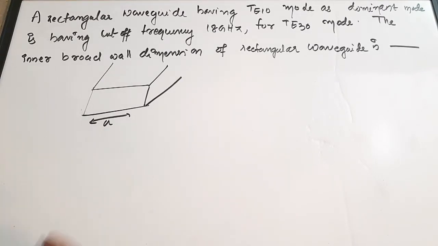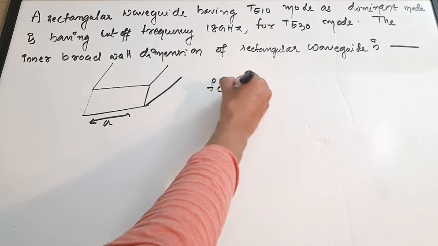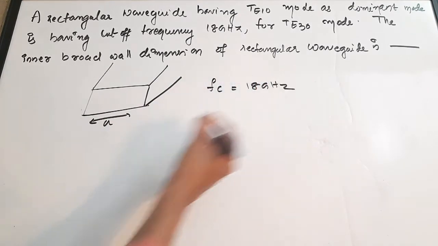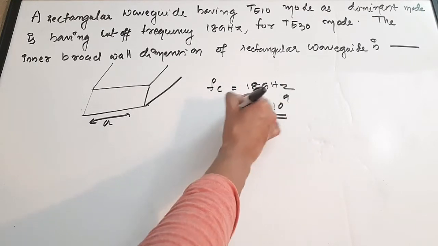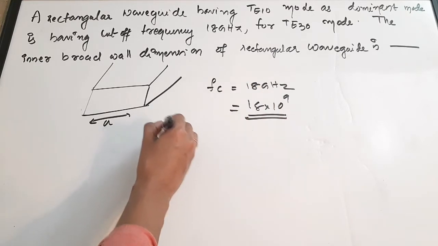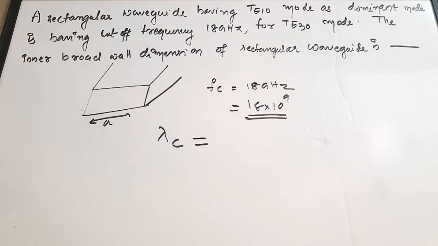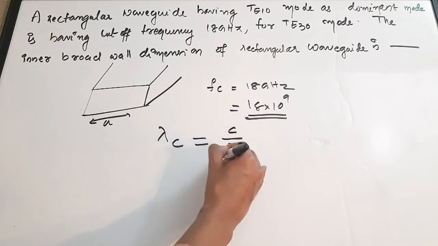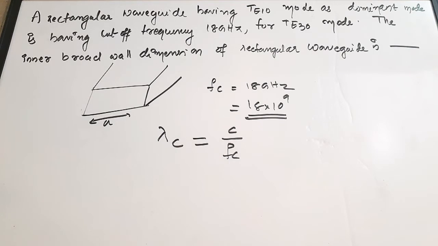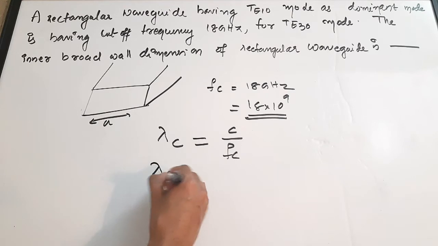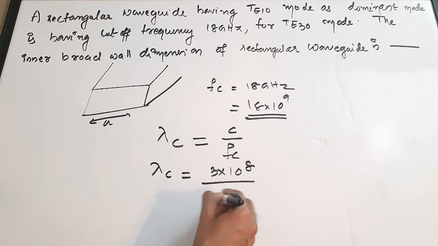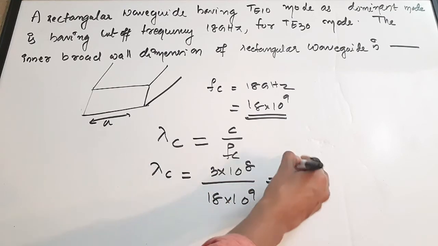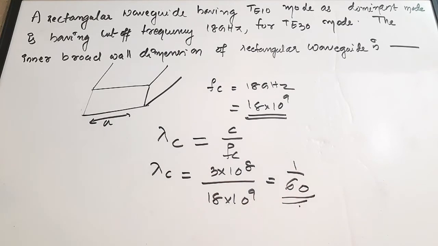Now, what all things have been given? The cutoff frequency is given, which is fc equal to 18 gigahertz, or you can write it as 18 into 10 raised to 9 hertz. Now we know that the cutoff wavelength lambda c is equal to c by fc, the general relation of wavelength and frequency. Lambda is equal to c by f, right? So lambda c is equal to 3 into 10 raised to 8 by 18 into 10 raised to 9. You will get it as 1 by 60. So this is lambda c.